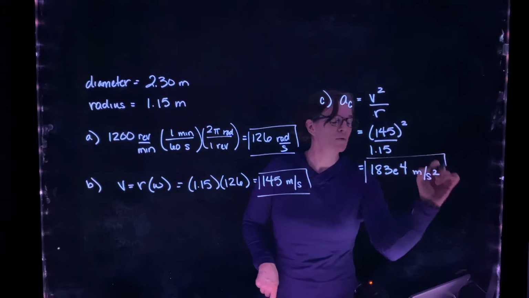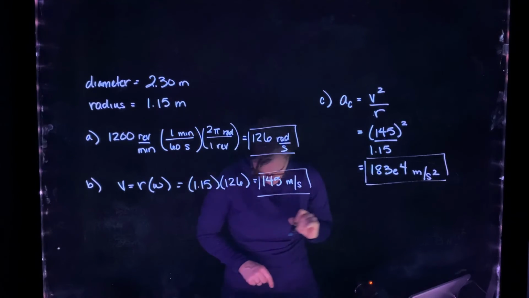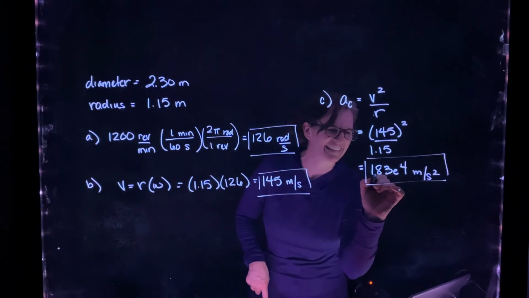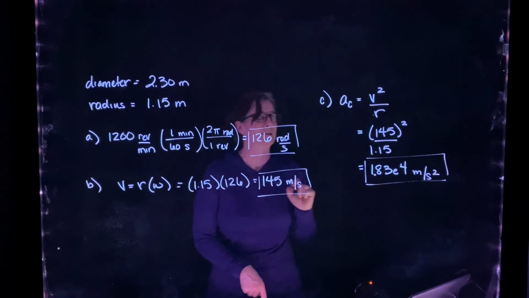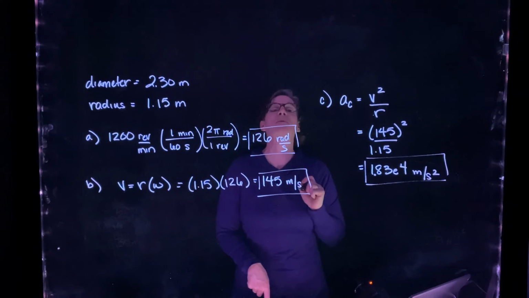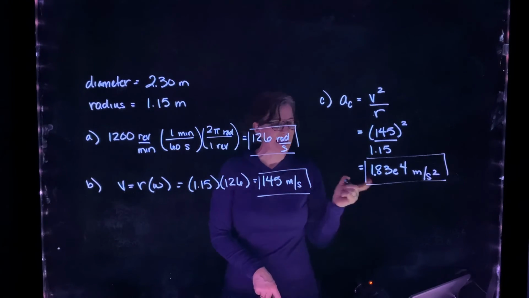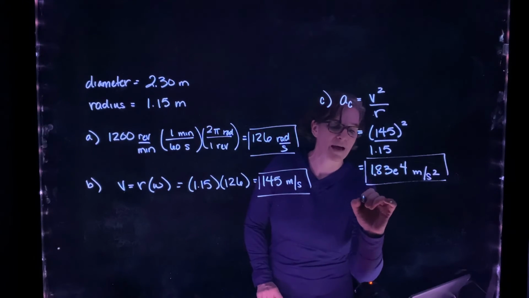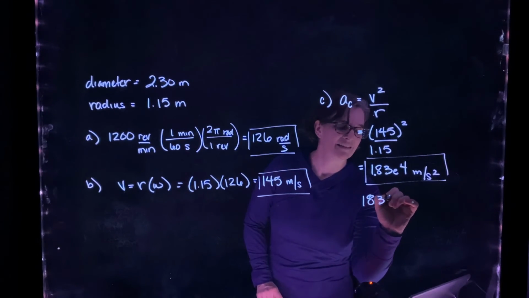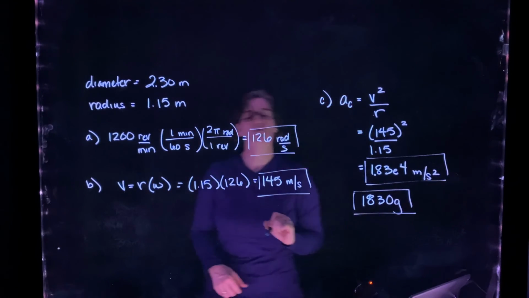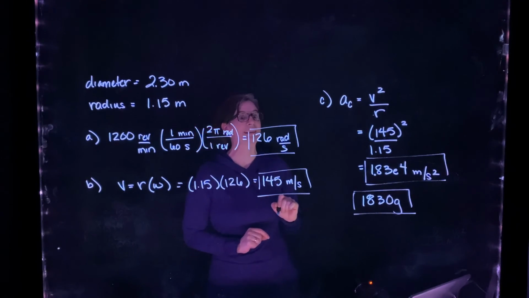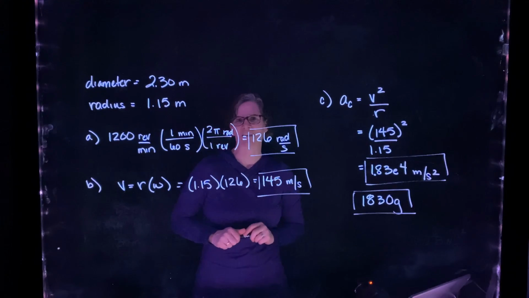And it also wants us to determine the ratio of g's. The acceleration is 1.83 times 10 to the 4th meters per second squared, and that is about 1,800 g's. So pretty intense there at the end of that propeller.